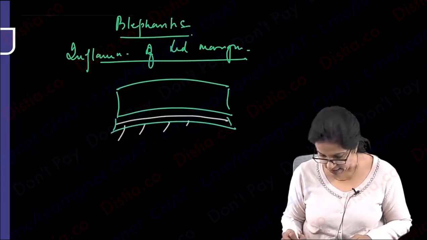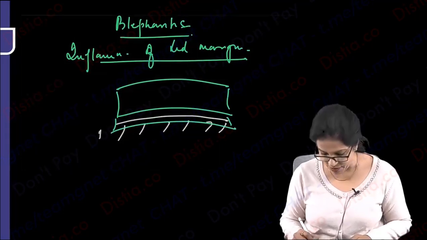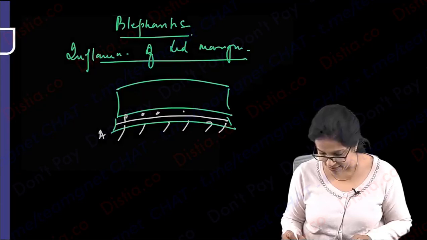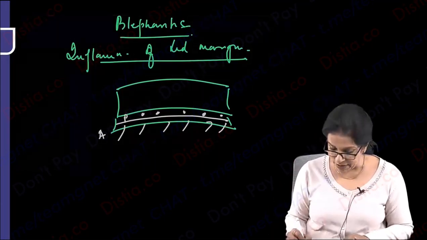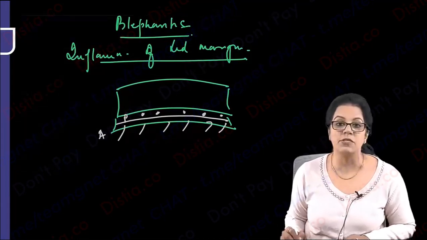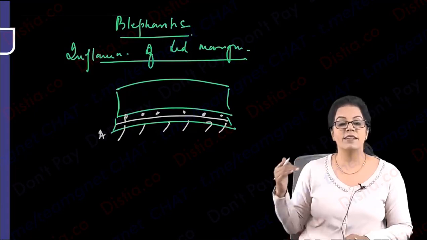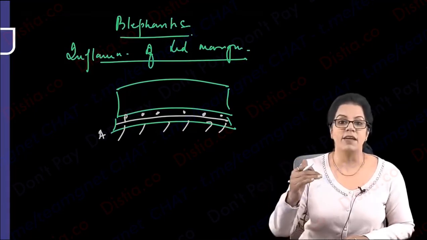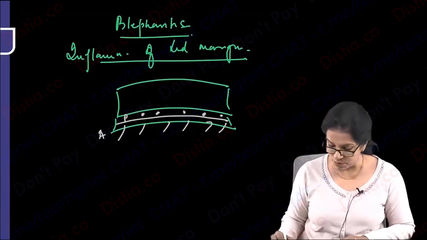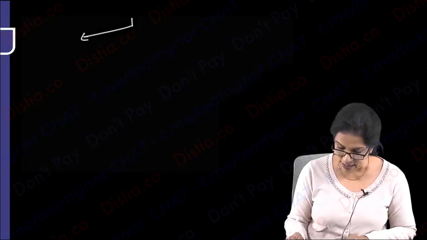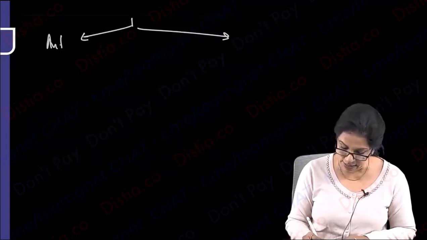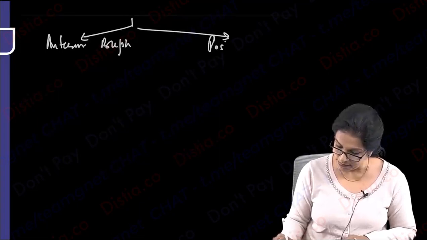What is in the anterior? Eyelashes. Posterior, meibomian glands, opening of meibomian glands. So anterior blepharitis means there are some depositions at the base of lashes. When the anterior lid margin is involved, it is anterior, and when the posterior lid margin is involved, it is posterior blepharitis. Got it? So we will divide like this. It can be either anterior blepharitis or posterior blepharitis.